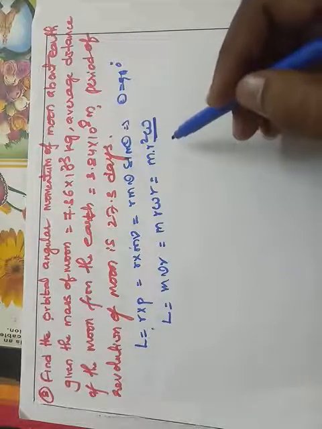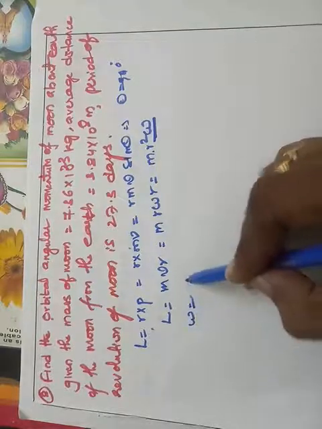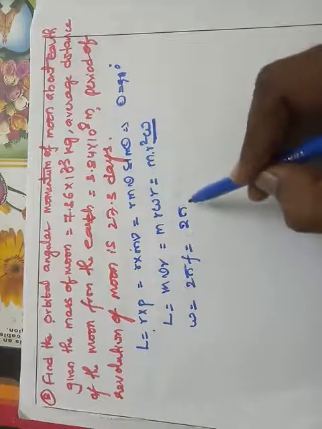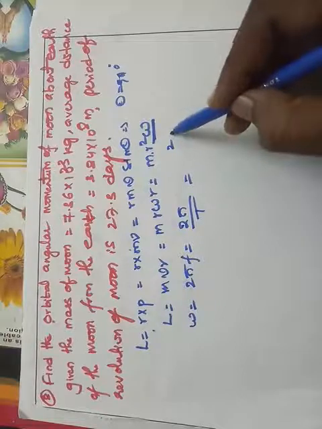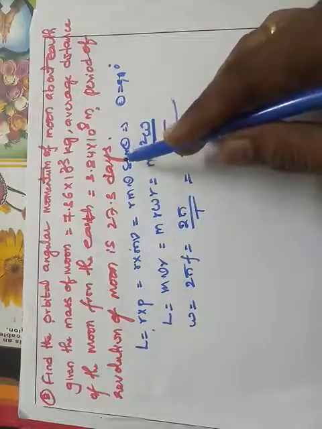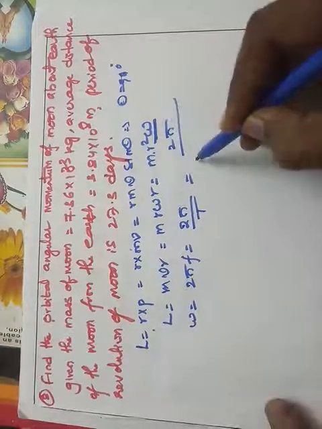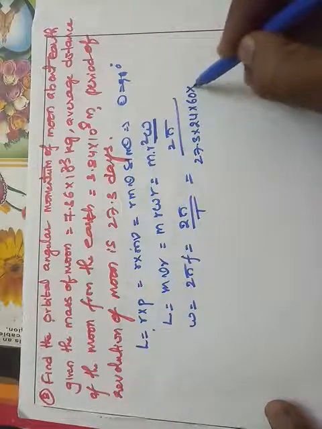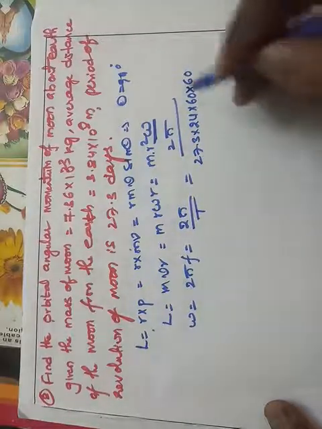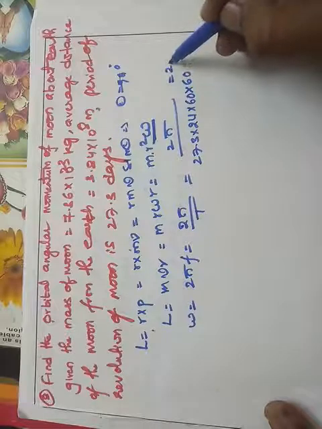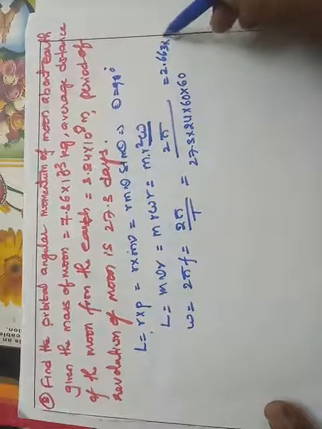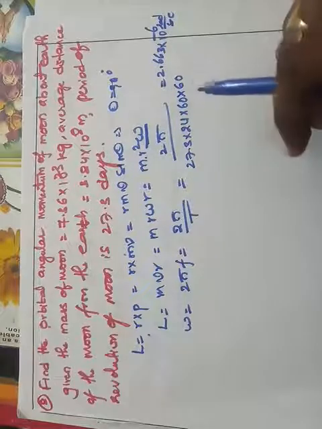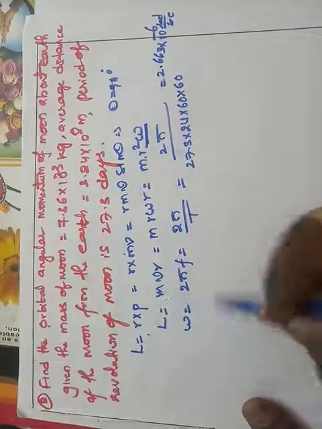So what is omega? Omega is nothing but 2 pi f. This can also be written as 2 pi into f, where f is 1 by T, the time period, and the time period is given there, 27.3 days. You have to convert it into seconds: 27.3 into 24 hours into 60 into 60 seconds. Doing this, we get 2.663 into 10 to the power of minus 6 radians per second. Okay, after solving this one, now substitute all values in the above equation.